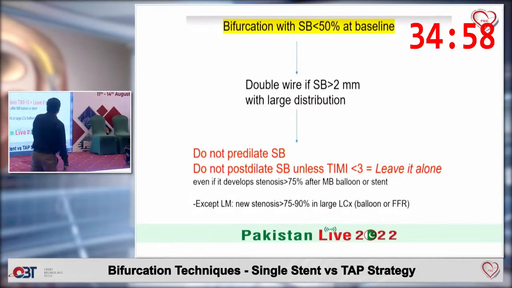Do not post-dilate the side branch unless the TIMI flow is less than 3, as Professor Tanvir said. And even if it develops stenosis more than 75% after the balloon, if the TIMI flow is good enough and there's no dissection, as pointed out, you don't need to chase it. Except in left main cases, which is a totally different ball game altogether, because the circ is definitely a big vessel.